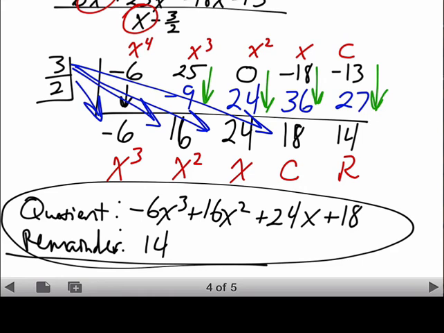One thing I'd like to point out is, you notice in our answer, we have an x cubed term, we have an x squared term, we have a linear term.